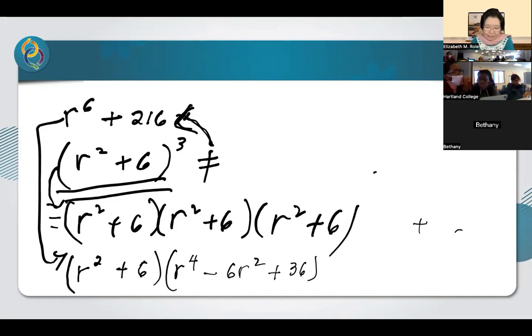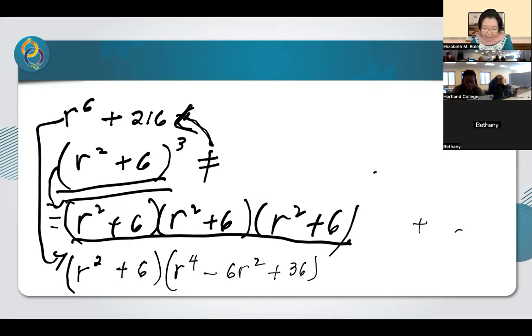So I am saying that (r squared + 6) raised to the third power is the meaning of that, and not r to the 6 plus 216. So the factors of r to the 6 plus 216 are (r squared + 6) times (r to the fourth minus 6r squared plus 36). Did I make myself clear?